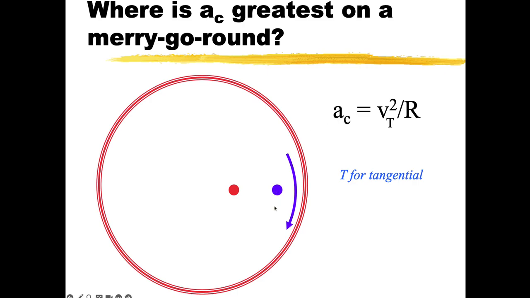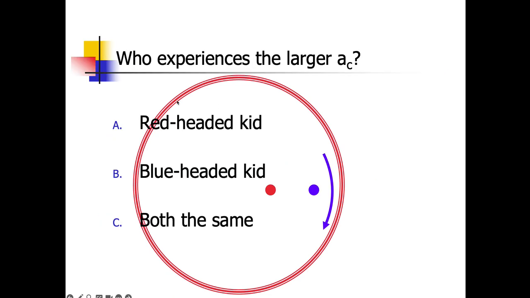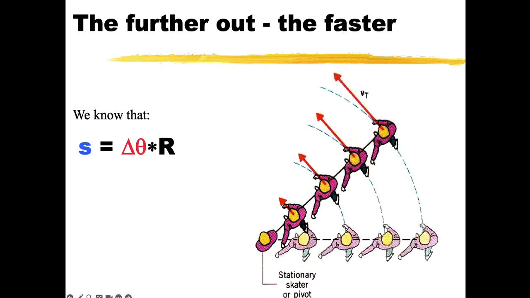Now, is that centripetal acceleration related to alpha? It is related to alpha, but it is not alpha by itself. So let's look at these two things. The red-headed kid and the blue-headed kid: do they have the same centripetal acceleration? No, they don't. It's the blue one out here with the higher tangential velocity. So the further out, the faster.